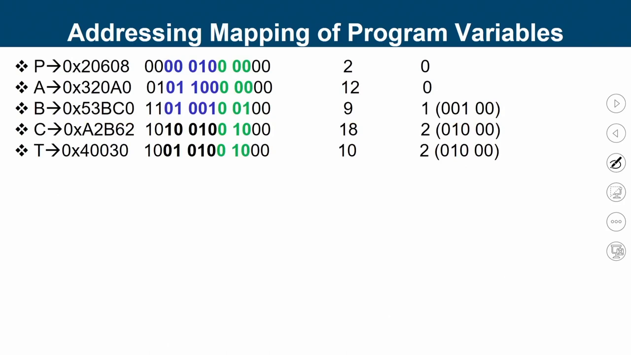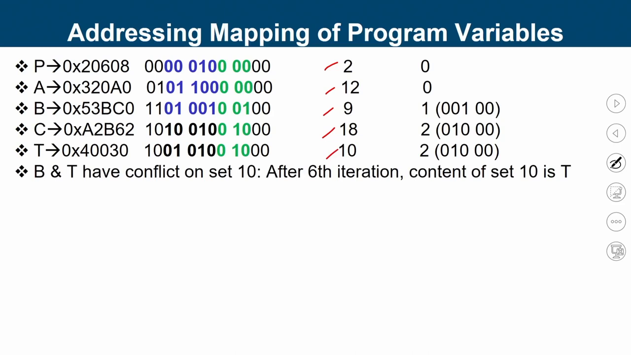This is a summary of that. Program P will be in set number 2. A will begin from set number 12 onwards: 12, 13, 14. B will be in set number 9, 10, 11, 12. C would be in 18, 19, 20 and 21. And T would be occupying set number 10. Please understand T is a single word. So B and T have a conflict on set number 10. That is the first important point.